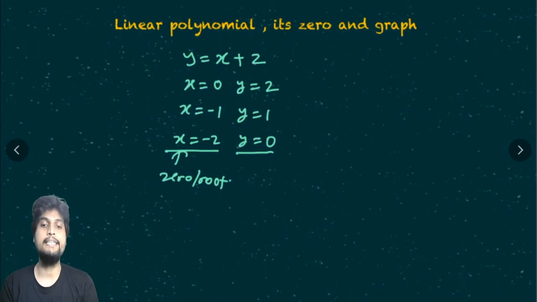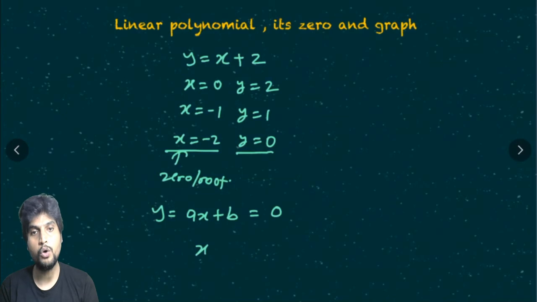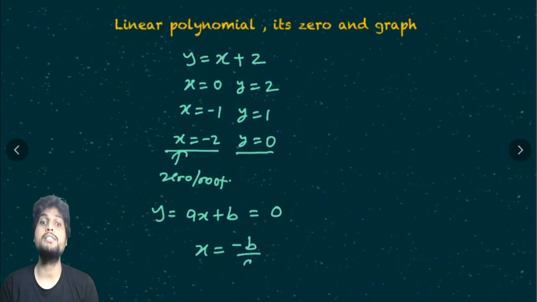So how do we arrive at this root? Let's see a general equation for this. The general equation for a linear equation is y is equal to ax plus b. We want it to be 0 for what value of x? So put it as 0, and we get x is equal to minus b upon a. So this is the value of the root.